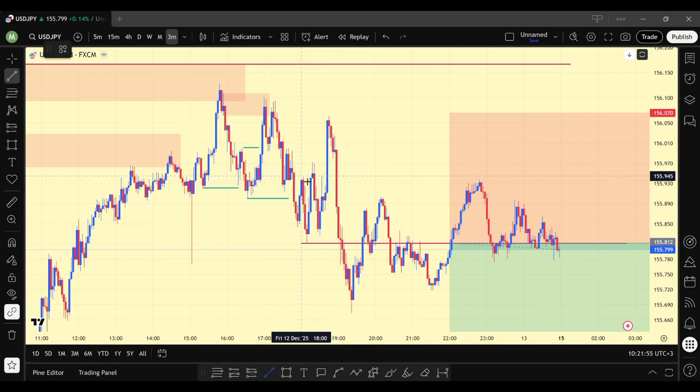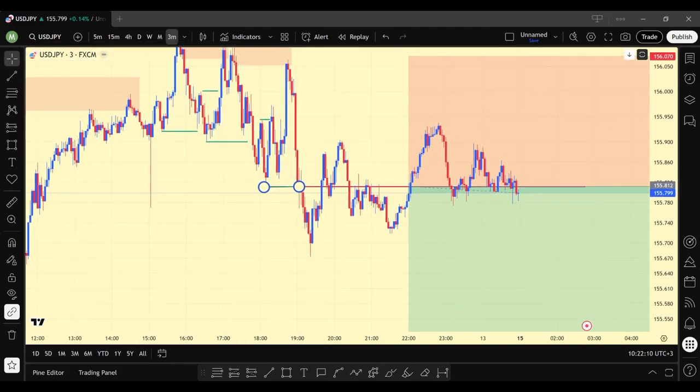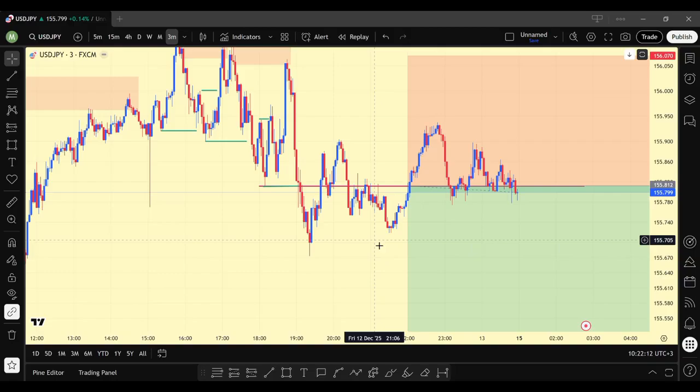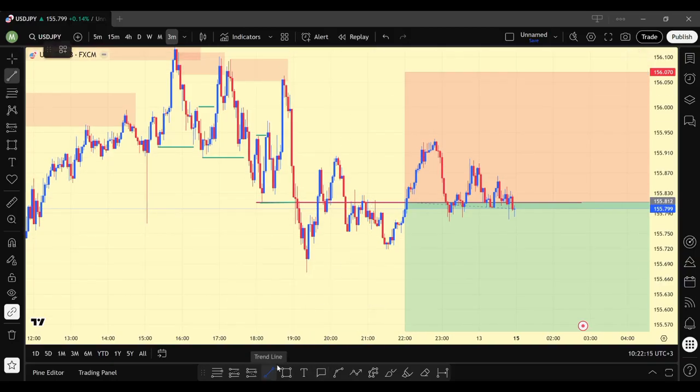Then again, price made inducement, exactly right here. Price took out the inducement, mitigated this extreme, exactly there, the extreme order block, and reversed back, breaking past this one here. So this explains why I took this here as my entry. So exactly right there. And of course, I placed my stop loss at this high.